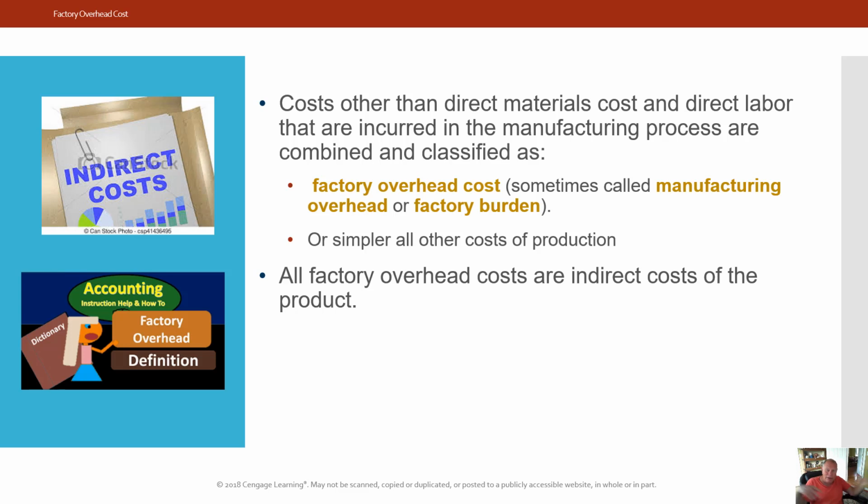Costs, other than direct materials and direct labor, included in manufacturing are simply called factory overhead costs, manufacturing overhead, factory burden, all other costs of production. Either way, these are the costs that we know are associated with a cost object, but we can't specifically identify them. We know they're there. All of these overhead costs are part of the product. We distinguish that from selling and general administrative cost, which we will continue to talk about as we move forward.